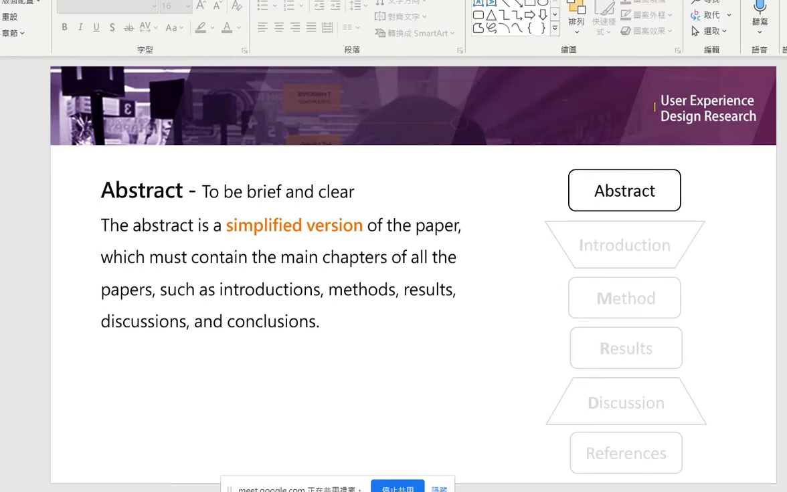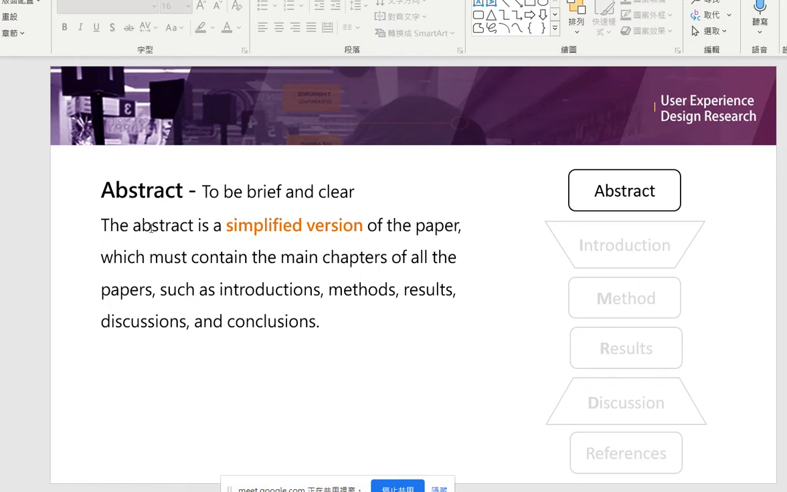So in the following pages, I will introduce the different parts and how to do them. First is the abstract. The abstract is meant to be brief and clear. If you want to be brief and clear but your research is not finished, you can't do that. That is why I spend a lot of time highlighting and repeating that the abstract should be done in the last step of the whole research.